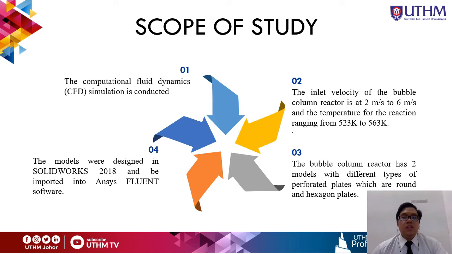The second scope is the inlet velocity of the bubble column reactor, which is 2 meters per second to 6 meters per second, and the reaction temperature ranging from 523 Kelvin to 563 Kelvin. Next, the bubble column reactor has two models with different types of perforated plate, which are a round plate and a hexagon plate. The last scope is that the models were designed in SolidWorks 2018 and imported into ANSYS Fluent software.